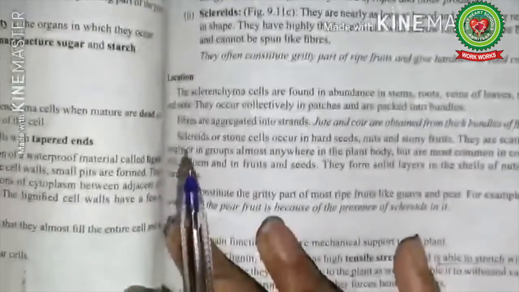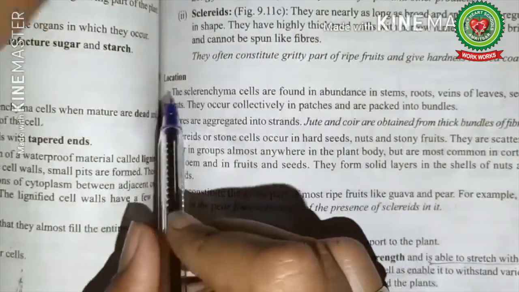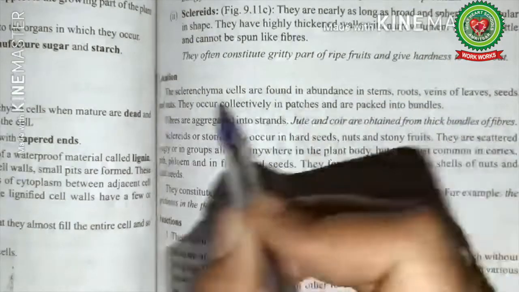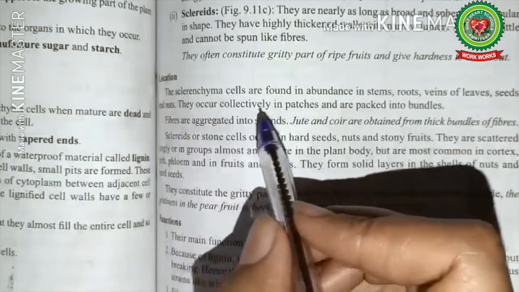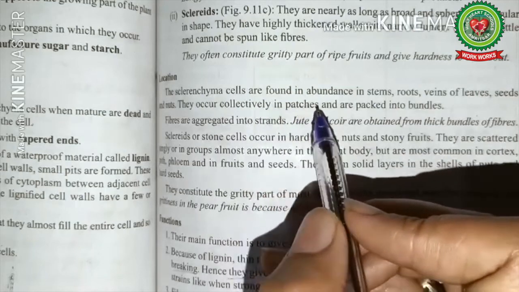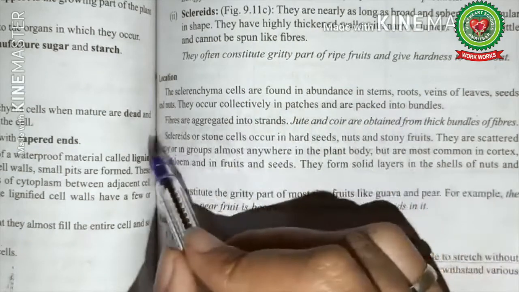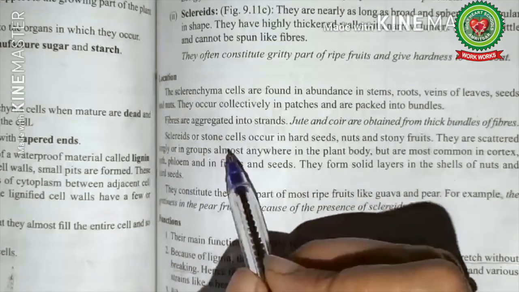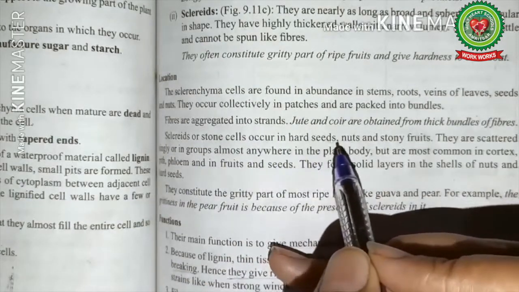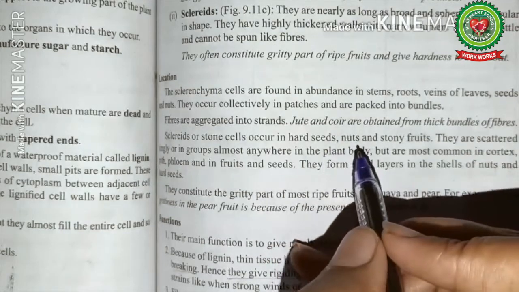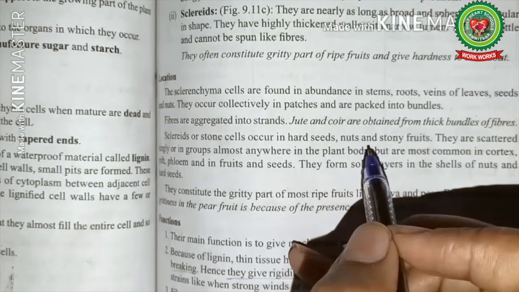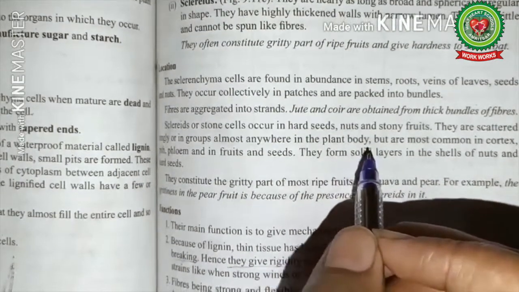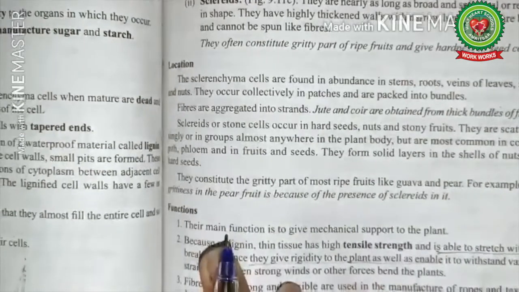When we talk about location, sclerenchyma is present in abundance in stems, roots, veins of leaves, seeds and nuts. They are collectively present in the form of patches and are packed into bundles. Fibers are aggregated into strands, and sclereids or stone cells occur in hard seeds, nuts and stony fruits. Now, they form solid layers of the shells of nuts and the hard seeds.